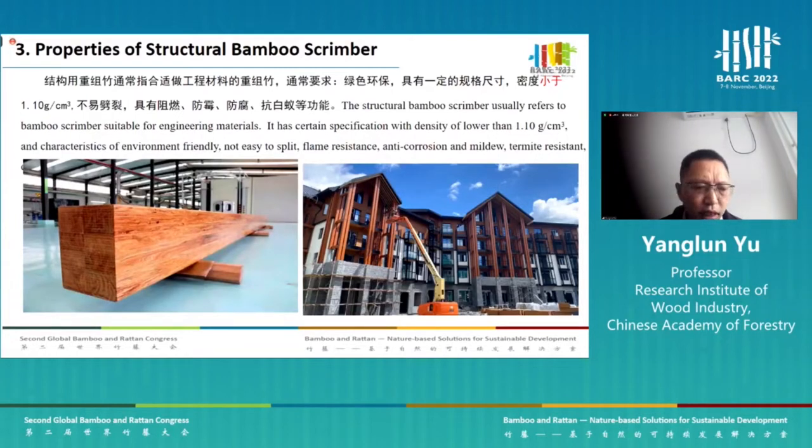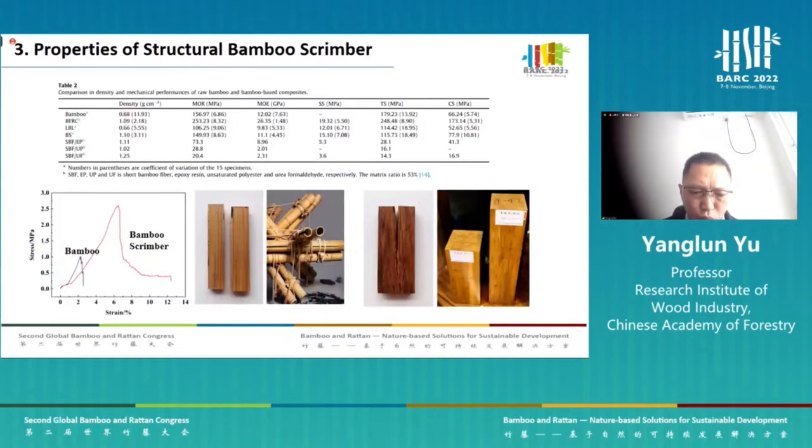The structural bamboo scrimber usually refers to bamboo scrimber suitable for engineering materials. It has certain specifications with density of lower than 1.1 and characteristics of being environmentally friendly, not easy to split, and it can resist flames and is anti-corrosion, and the mechanical properties are as follows. In terms of size, it is 15 meters long. When the density is 1.1, we can see the performance compared with original bamboo. All the parameters increased by one-fold.